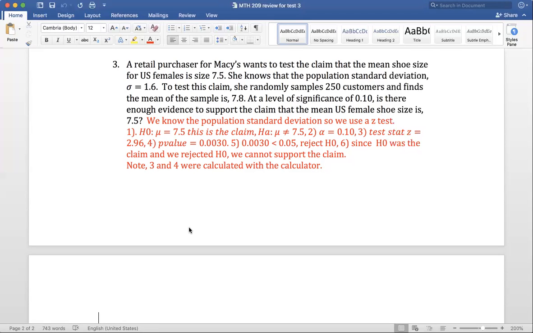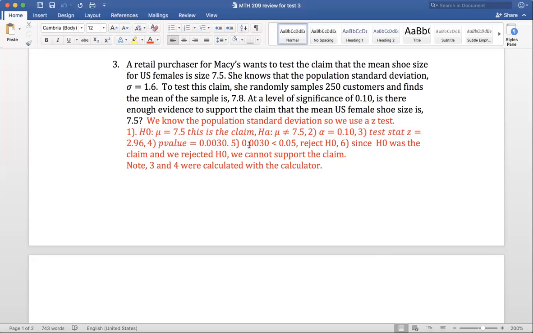So H0, since it says the shoe size is 7.5, we can say mu equals 7.5. That's the claim. The opposite of that would be not equal to 7.5, so that'd be HA. Our level of significance is 0.1. Calculating the test stat and the p-value, again generated with the calculator: 2.96, and the p-value is 0.0030.